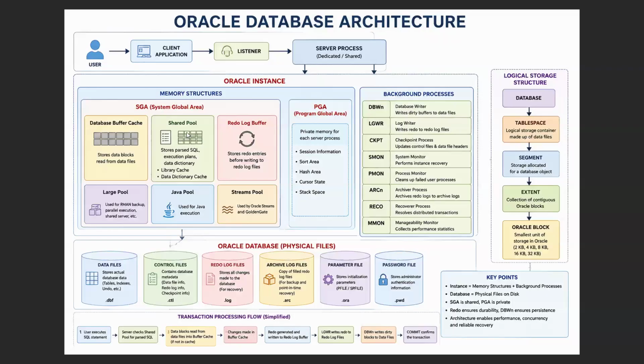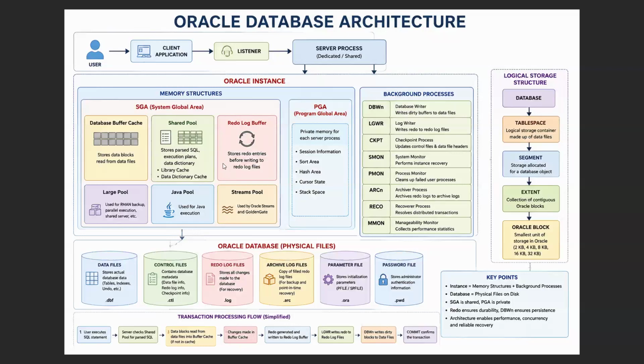Next, shared pool. The shared pool stores parsed SQL, execution plan, data dictionary, library cache, and data dictionary cache. In the last video I explained how SQL statement processing happens and what the contribution of the shared pool is. So these all happen in the shared pool. Next, redo log buffer. It stores the redo entries before writing into redo log files. It's all temporary memory, so it's a redo log buffer.